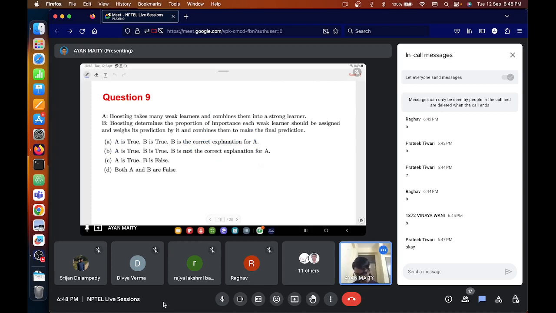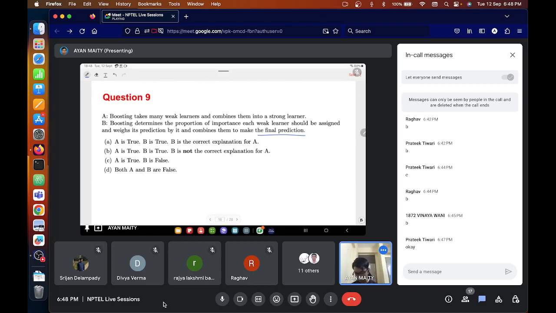Question 9. There are two statements, statement A and statement B. Statement A says that boosting takes many weak learners and combines them into a strong learner. And statement B says boosting determines the proportion of importance each weak learner should be assigned, weighs its prediction by it, and combines them to make the final prediction.